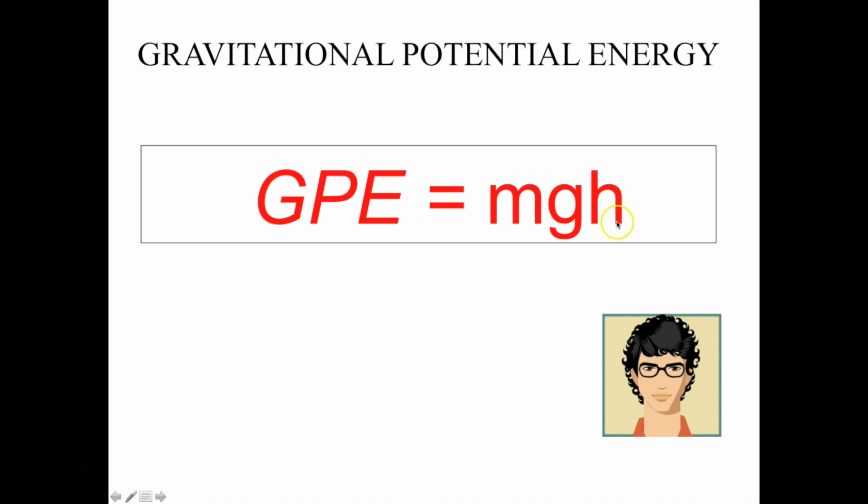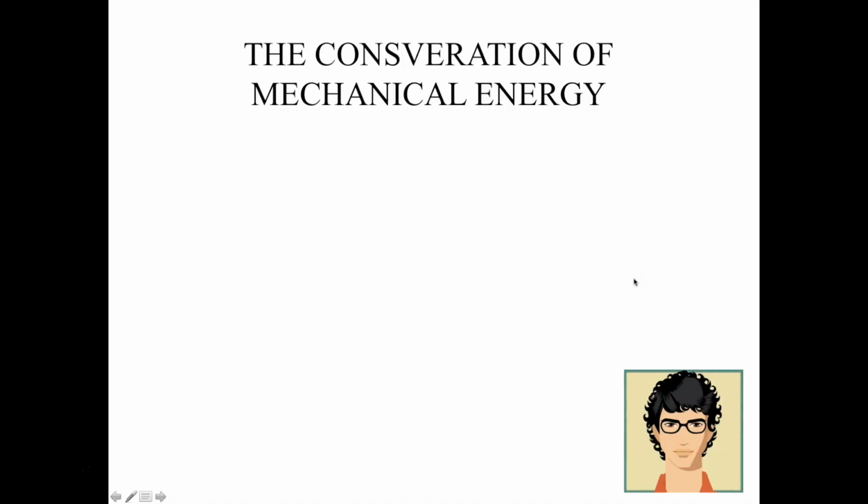Then raising this will give that object gravitational potential energy. It has the potential to be converted into another type of energy. It has potential to move. And that's why we call it potential energy. So you'll see what I mean when we talk about the conservation of mechanical energy.